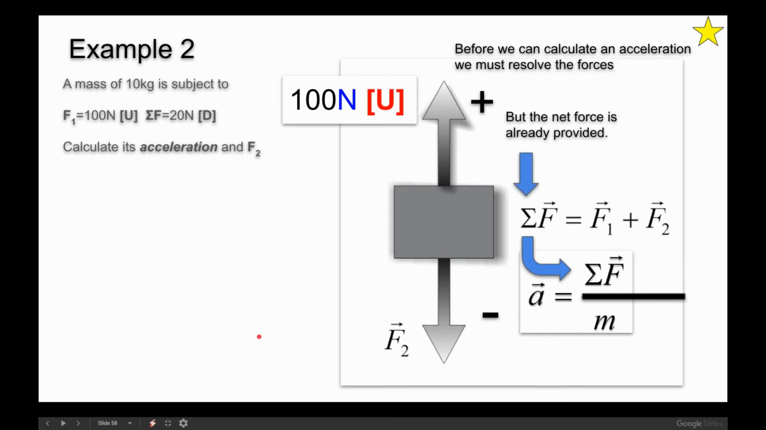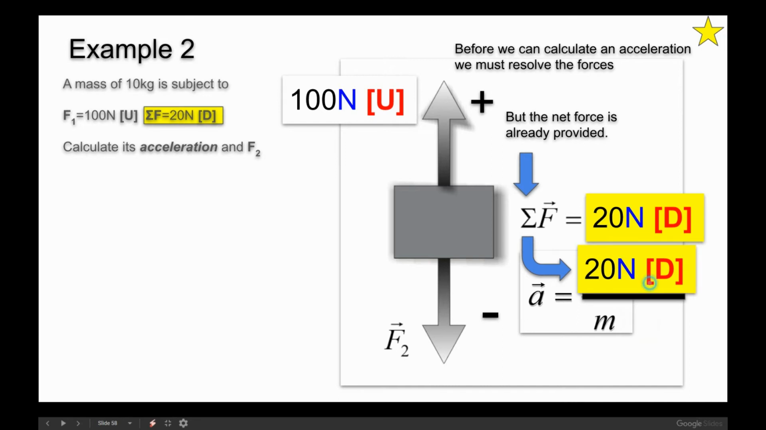We already know the net force, so we can calculate the acceleration without it. Let's say the question only asked calculate the acceleration. It didn't ask this part. You'd realize you didn't need this number at all. Once you have this number, you can go ahead and use Newton's law and calculate the acceleration. 2 newtons per kilogram, which is 2 meters per second squared.